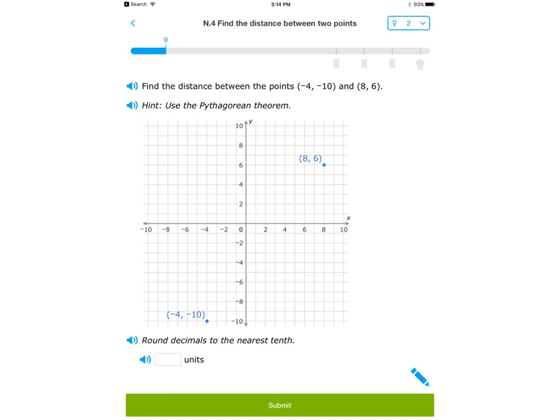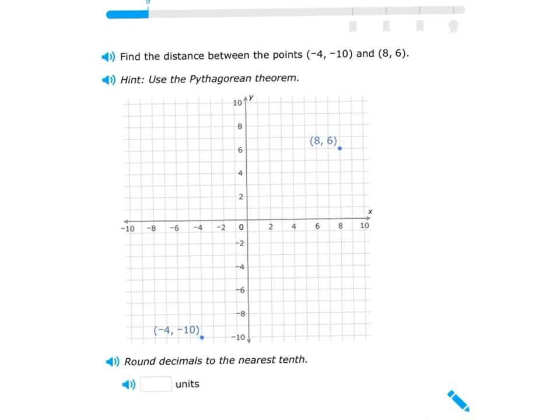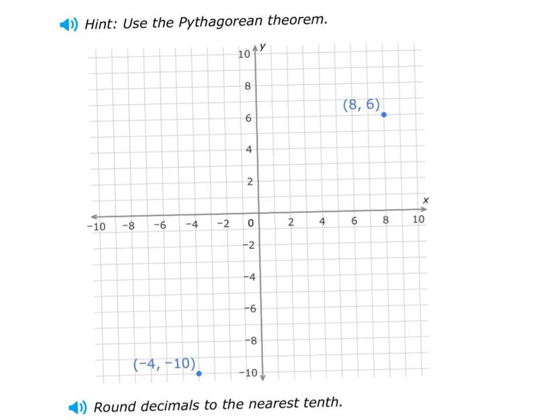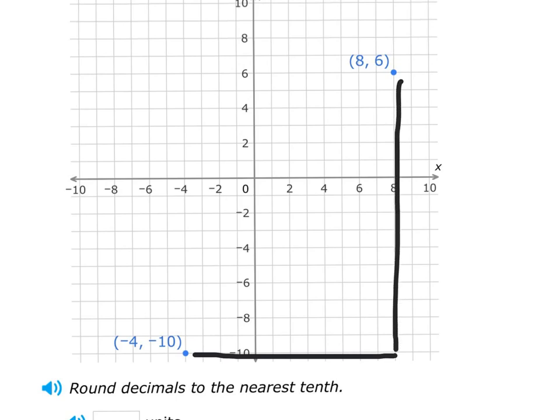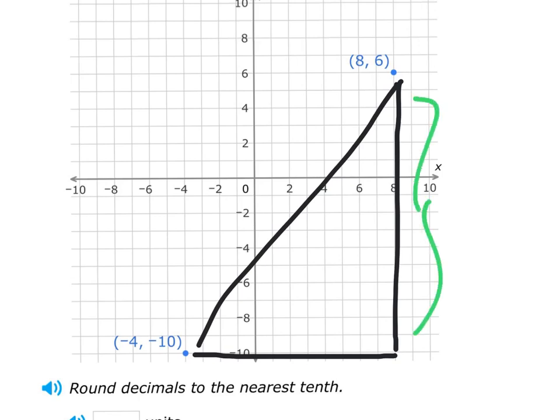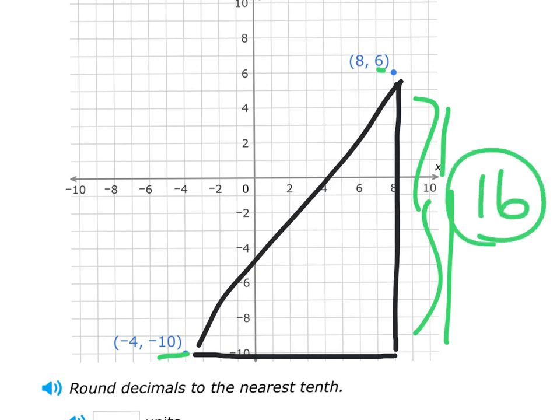So let's take a look at another problem, and I'm just going to zoom in here. Again, basically we're dealing with right triangles, so what I'm going to do is connect my ordered pairs so that I can make my right triangle. And my vertical distance, I'm looking at the y values. Okay, it's 6 up here and 10 down here. That gives me a total distance of 16. So one leg is 16.